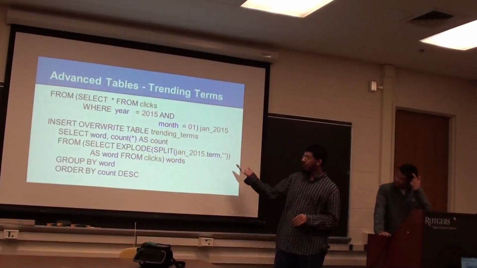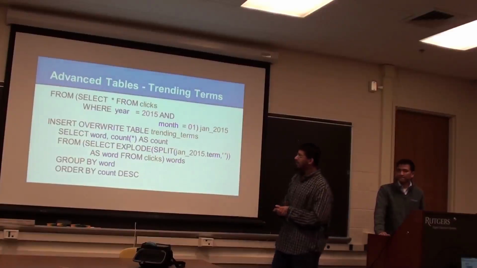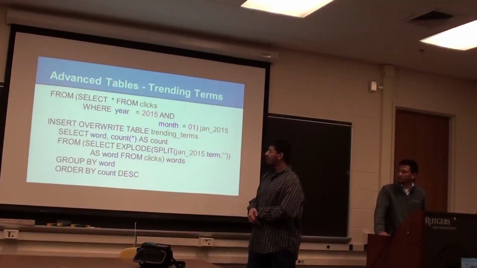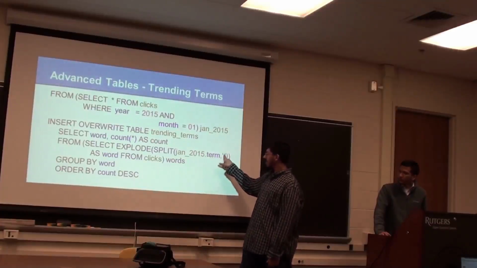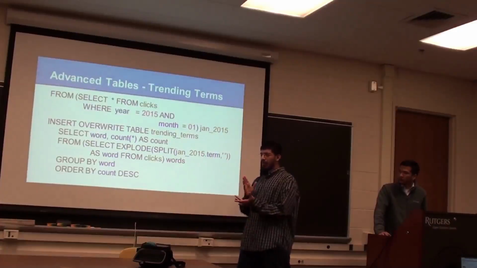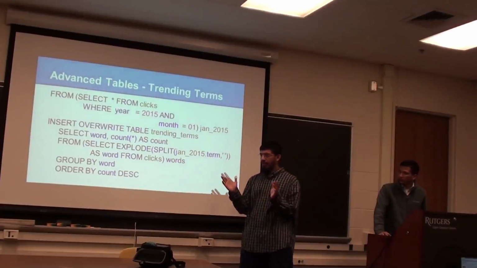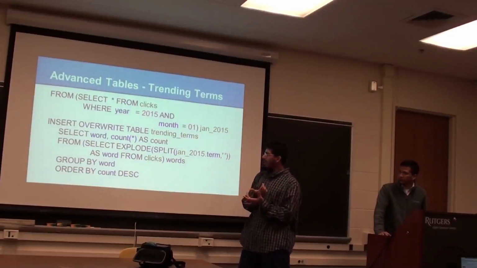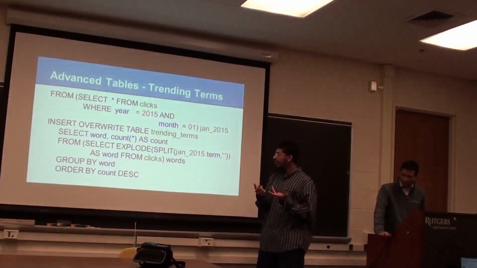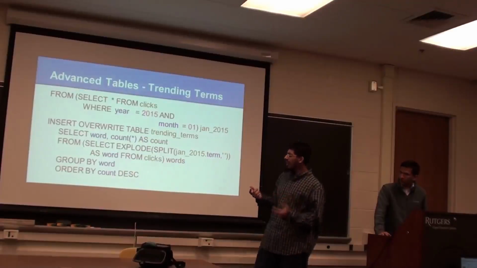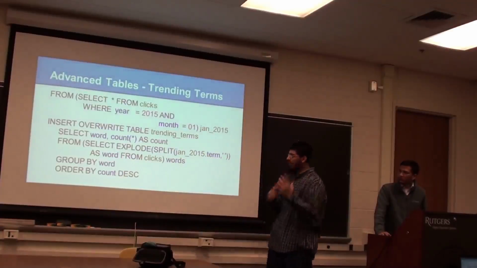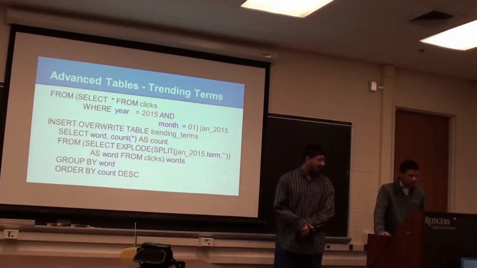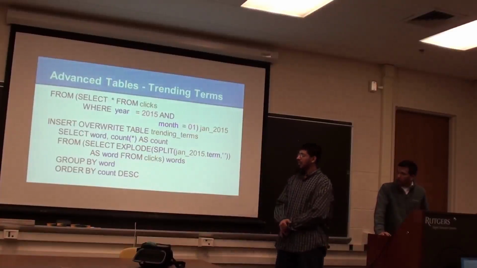Here we could even do advanced stuff like finding the trending terms for January 2015. First you select everything for the month 2015 January. Then you select the term and split it. If you have a term separated by spaces, split makes it an array: aliens, on, Earth. Then explode transposes it, so now you have it as a column, and you just group by that. It's very flexible. You could do a lot of things here.